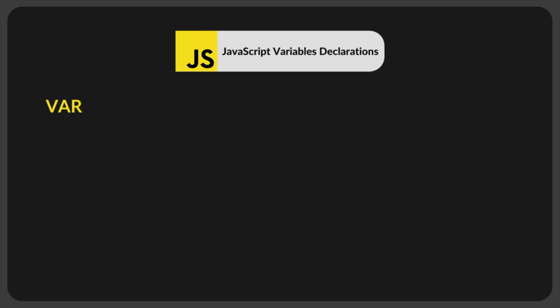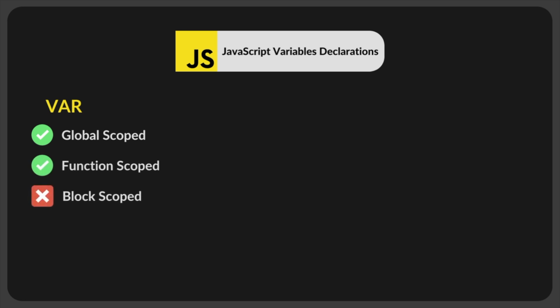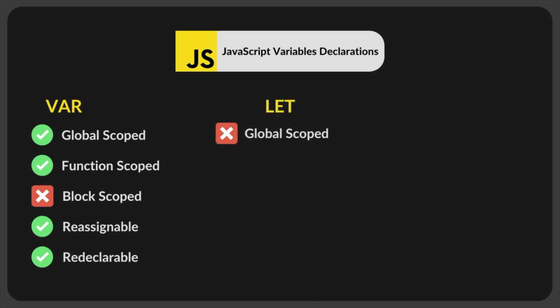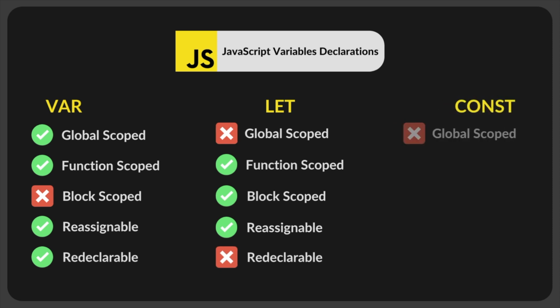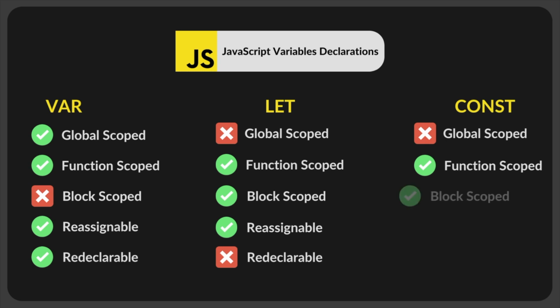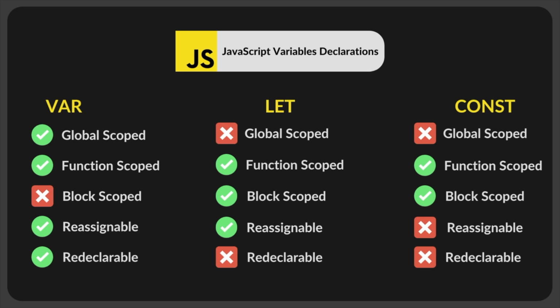The first one is the var method. This method is global scoped and function scoped, and it's not supporting block scope, but it is reassignable and redeclarable. So this is the first method. The next one is the let method. It's not global scoped, but it is function scoped and block scoped, and reassignable, and it's not supporting redeclaration. And the final one, the const method, is not global scoped, it's function scoped and block scoped, and it's not supporting reassignment or redeclaration. And that's all.